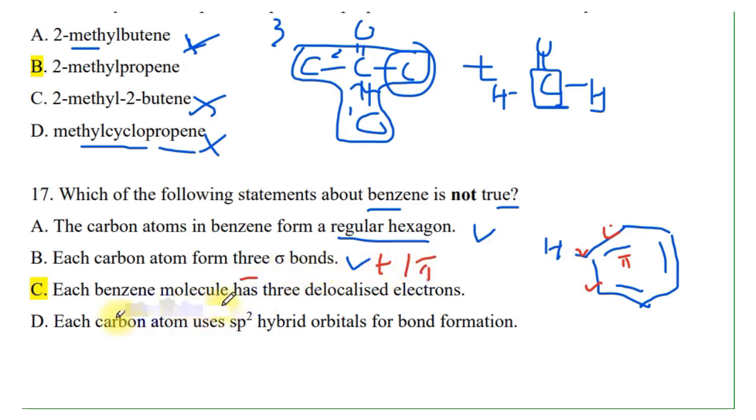Each benzene ring has 3 delocalized electrons. So the answer is wrong. By right it is 6. Why? Over here there are 3 pi bonds. Each pi bond equals 2 electrons. That's why the answer is 6 electrons. And then each carbon atom uses sp2. Yes, because just now we mentioned already 3 sigma, right? 3 sigma, sp2 hybrid orbital. So it's trigonal planar. If you check the hybridization diagram for C6H6 benzene ring, actually it is combined of 6 trigonal planar carbon.